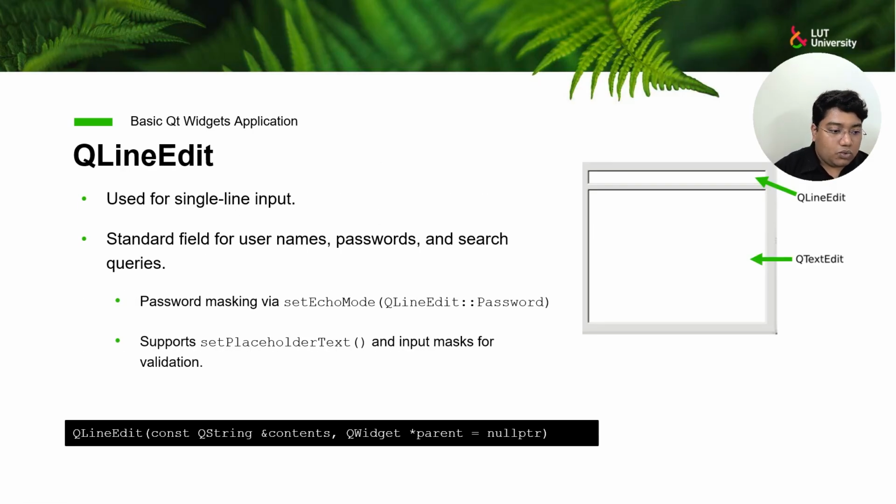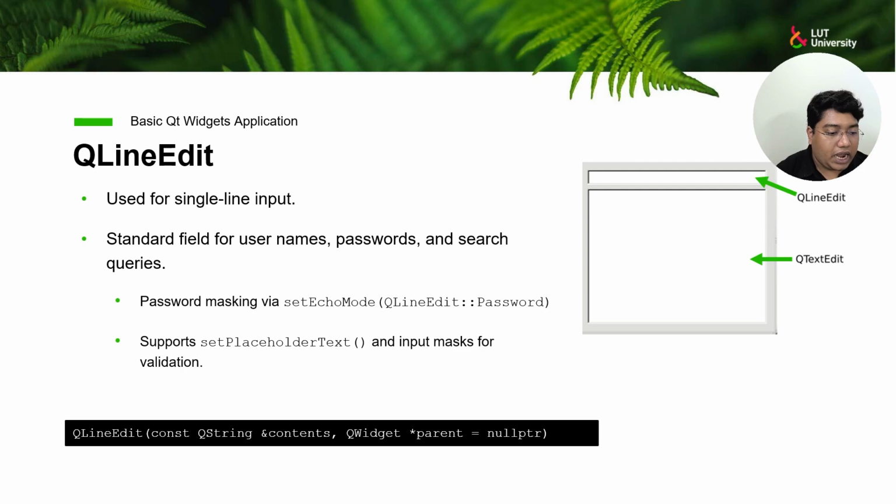Now, soon enough, our applications will need information from the user. For single-line text input, Qt provides QLineEdit. This widget is commonly used for usernames, search boxes, email addresses, and many other forms of input. This one is QLineEdit. One useful feature of QLineEdit is password mode.